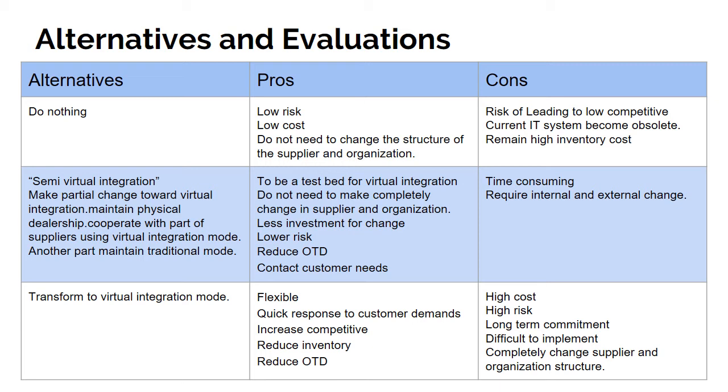The third alternative is directly transforming into virtual integration. Virtual integration can help Ford to reduce inventory, increase supply chain flexibility, and quickly respond to customers' demand. And based on the virtual integration mode, Ford can implement a build-to-order strategy, so it can significantly shorten the OTD. However, this alternative requires Ford to reconstruct its supply chain and even its organization. It will spend so much time and money. It needs a long-term commitment. And if the virtual integration mode fails, it will bring a very big impact on Ford. Therefore, it's a high-risk alternative.